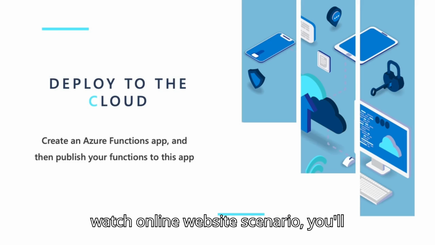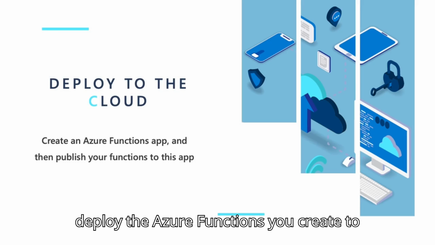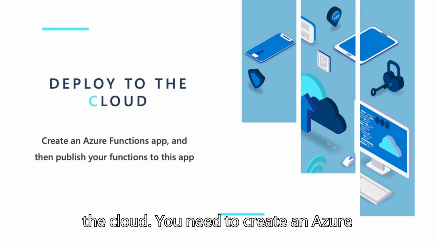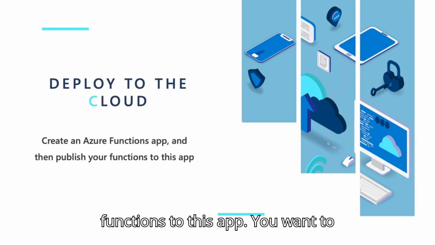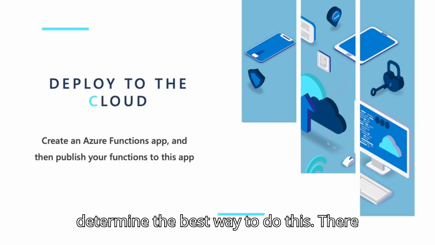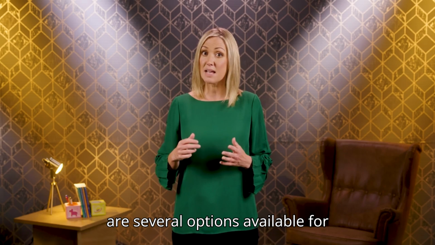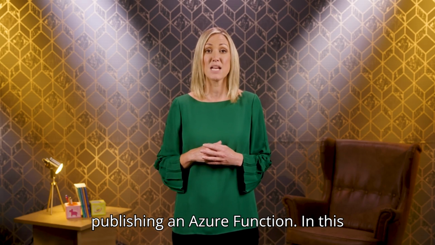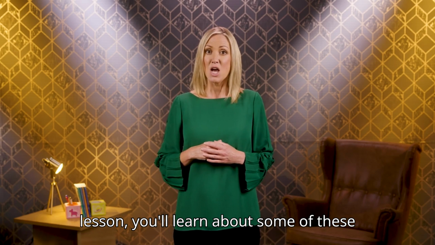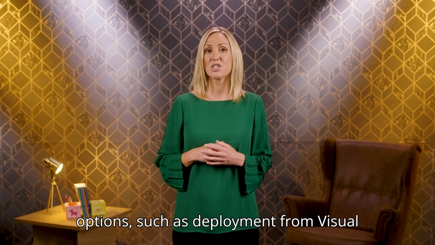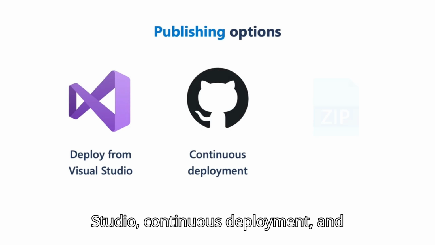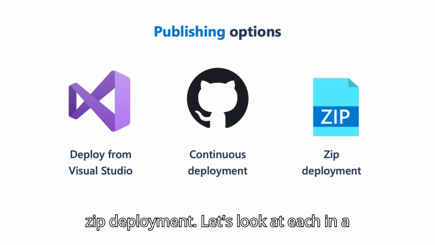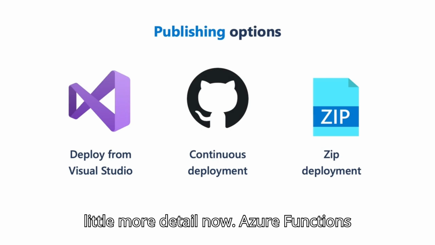In the Luxury Watch online website scenario, you'll deploy the Azure functions you create to the cloud. You need to create an Azure Functions app and then publish your functions to this app. You want to determine the best way to do this. There are several options available for publishing an Azure function. In this lesson, you'll learn about some of these options, such as deployment from Visual Studio, continuous deployment, and zip deployment. Let's look at each in a little more detail now.